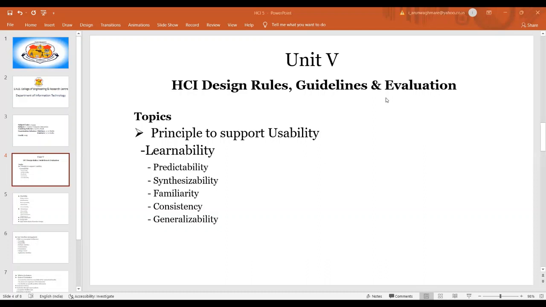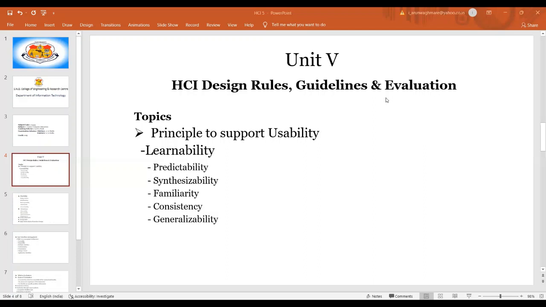So these are the principles to support usability. So in short, what is predictability? Predictability is support for the user to find out the outcomes of future actions based on the past interaction history. What is synthesizability? Support for the user to review the effect of past operations on the current state.